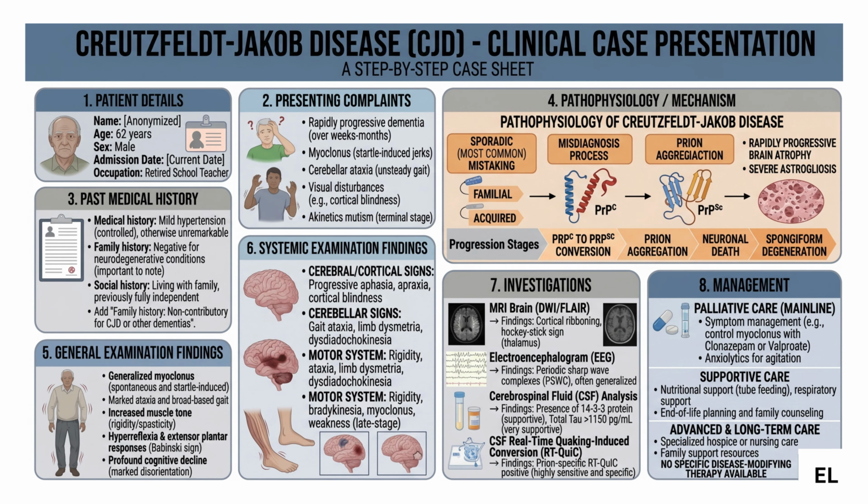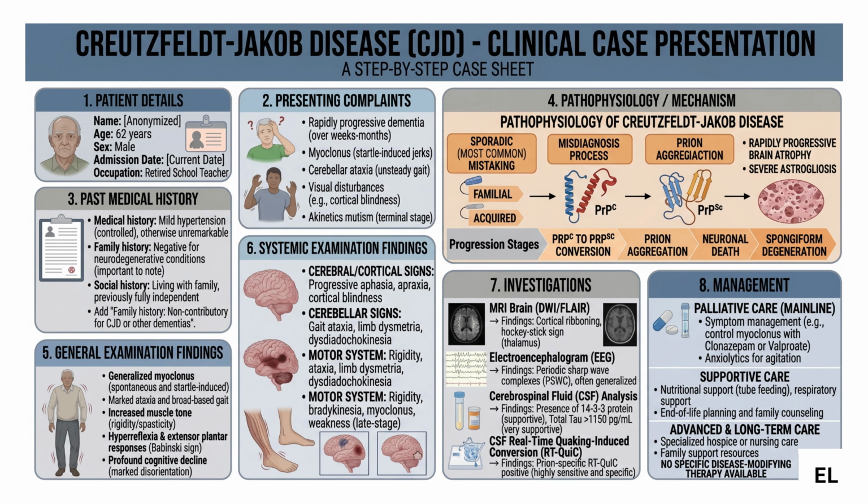Supportive care is extremely important. This may include nutritional support, often provided through feeding tubes when swallowing becomes difficult. Respiratory support may be necessary in advanced stages if breathing becomes compromised. Healthcare providers also work closely with families to provide counseling, emotional support, and end-of-life planning. Because the disease progresses rapidly, many patients eventually require hospice or specialized nursing care.